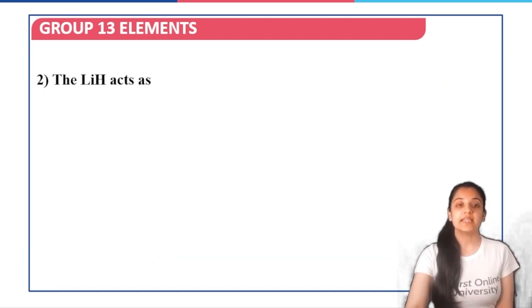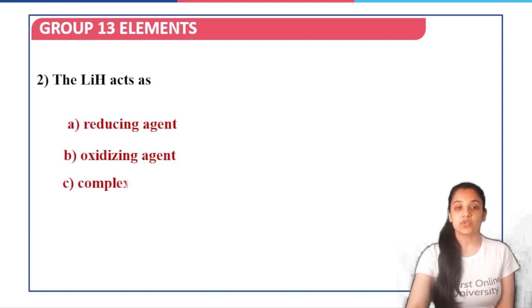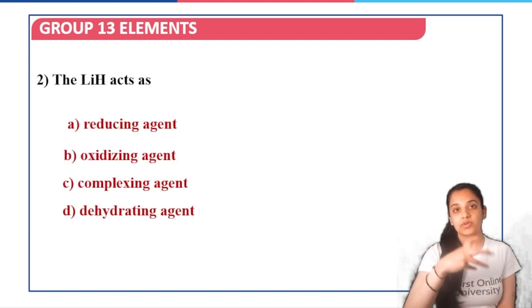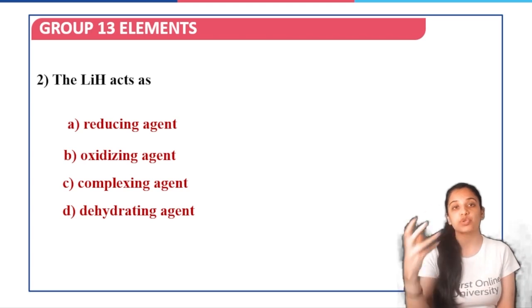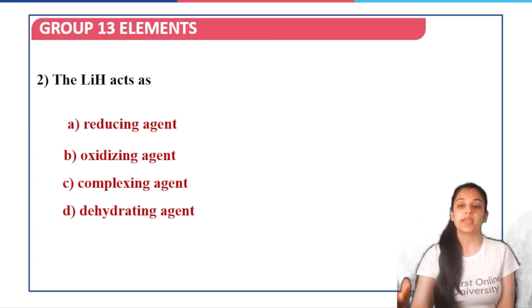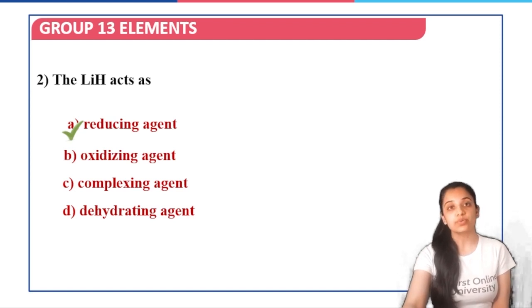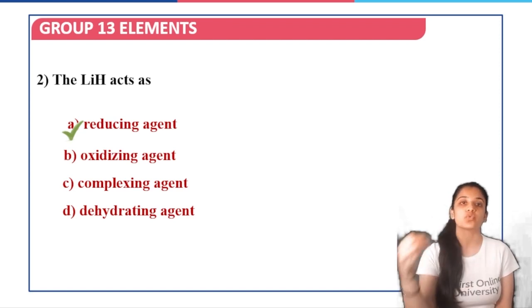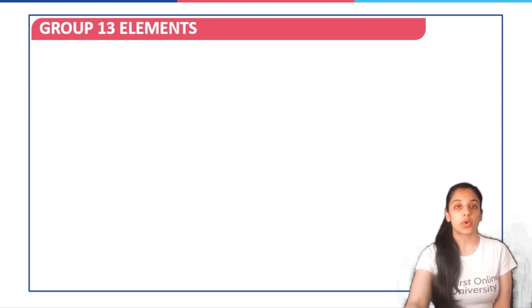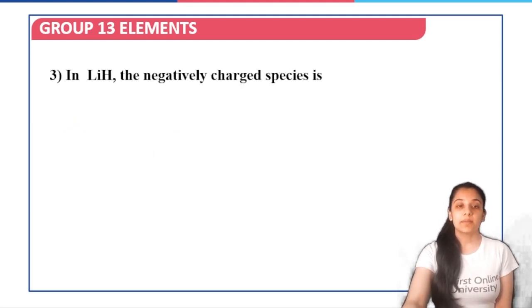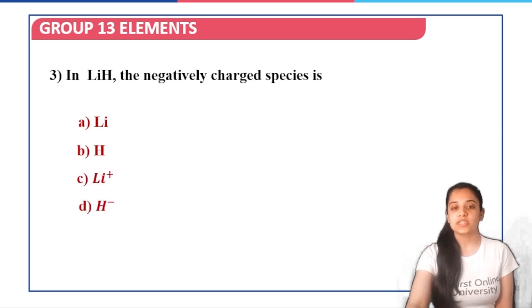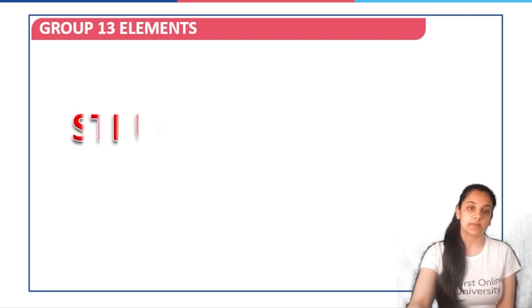Next question is: lithium hydride acts as. Lithium hydride is nothing but a metal hydride, which when reacting with diborane is going to give a metal borohydride. Here the metal hydride is actually acting as a reducing agent because it is giving hydrogen to boron. In lithium hydride, the negatively charged species is very simple. It's hydrogen, which is negatively charged, present as H minus. So option D is the correct answer.